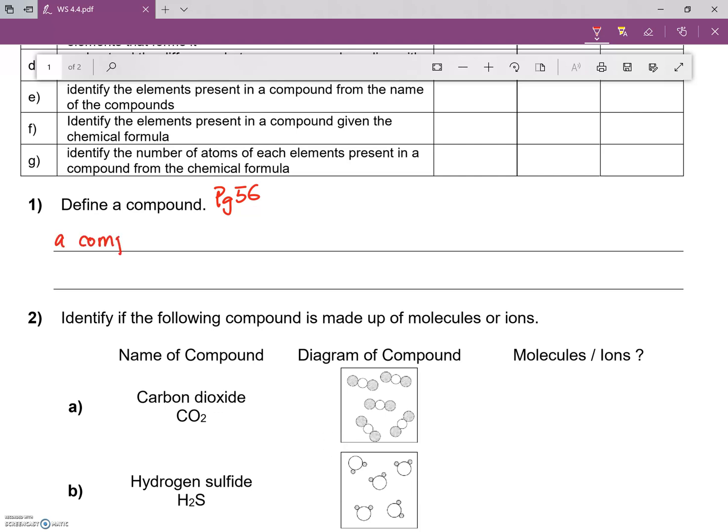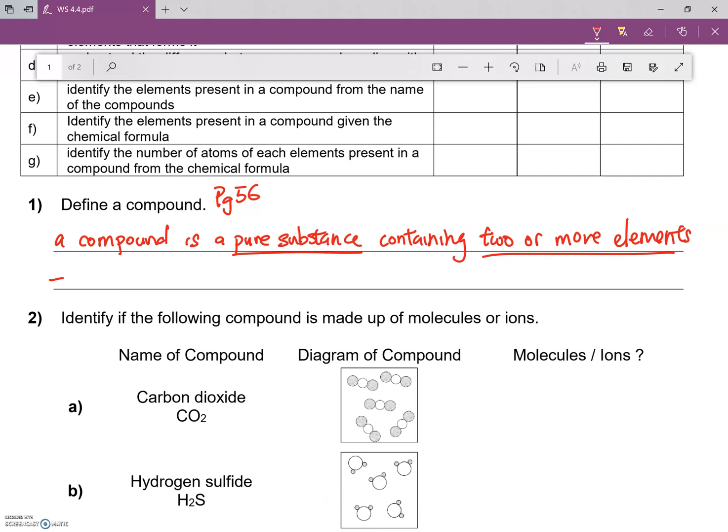A compound, okay, firstly, it is a pure substance. Do take note, it is a pure substance. It must contain two or more elements that are chemically combined. Now, do take note, most of you have reached here, but some of you have missed out the last part, which is in a fixed ratio.